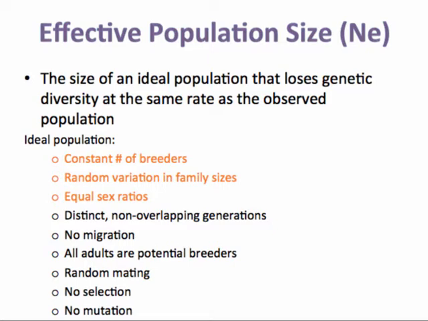The 3 that are orange are highlighted because these are the ones that are most important, that are really going to affect the effective population size. And they're also in order, so it's a constant number of breeders. If there are fluctuating populations, that's going to impact effective population size the most. Random variation in family sizes will then influence effective population size a little bit less, and equal or unequal sex ratios will affect effective population size a little bit less.